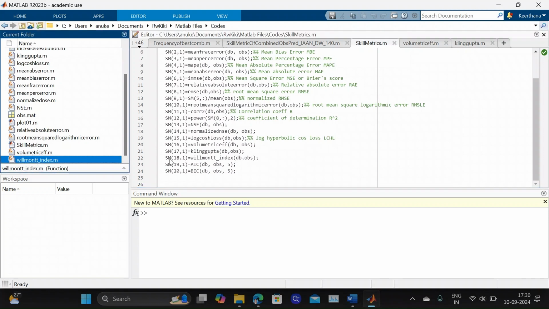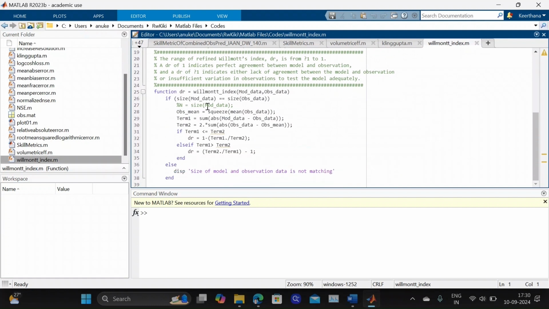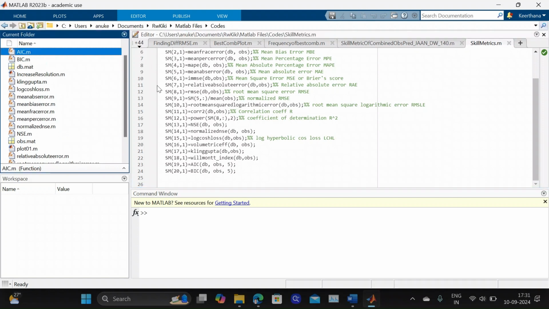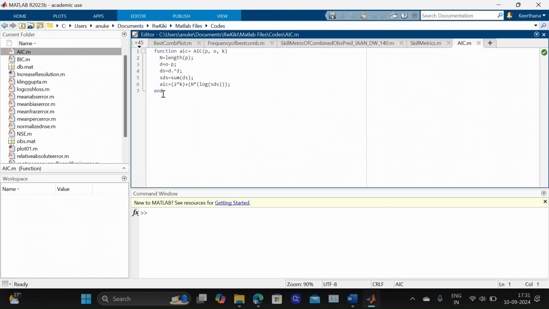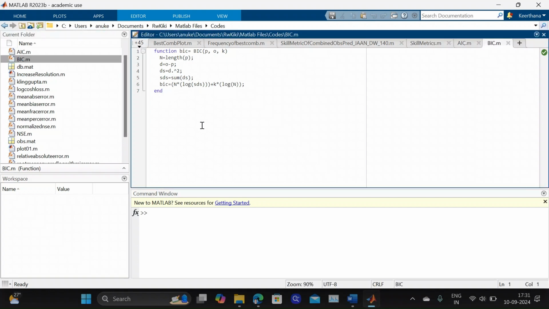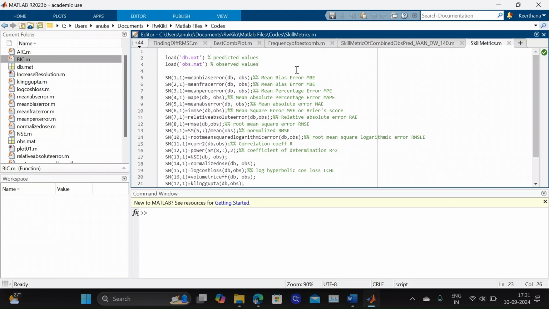Willmott index. Then AIC and BIC. This is for AIC and this is for BIC. Now let us run the codes.